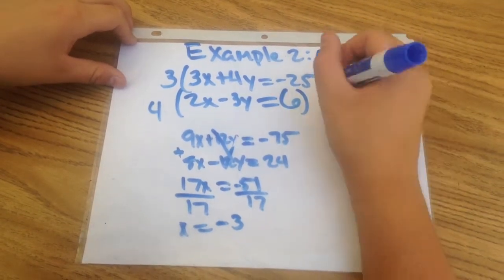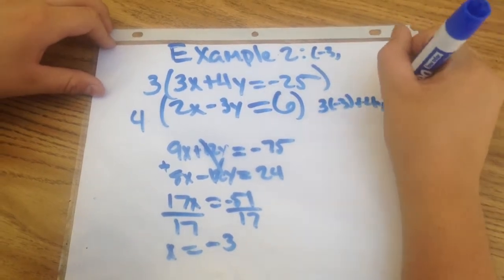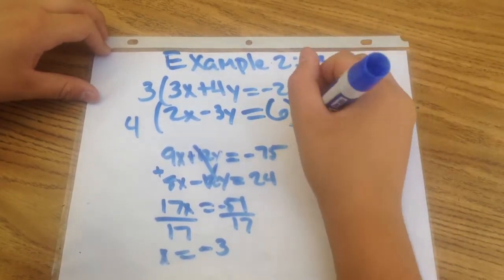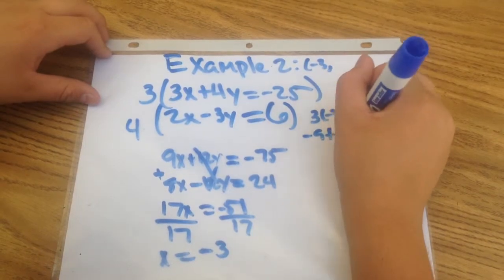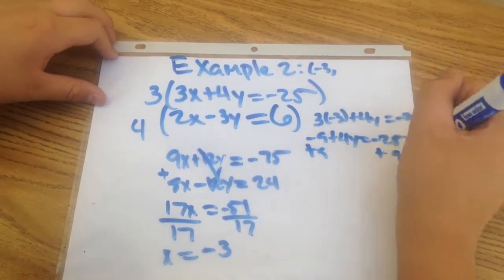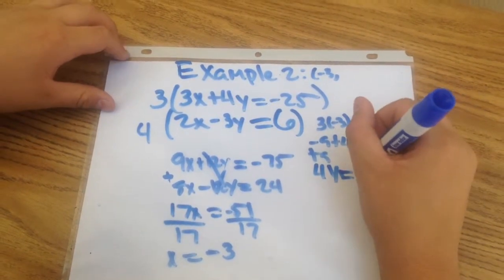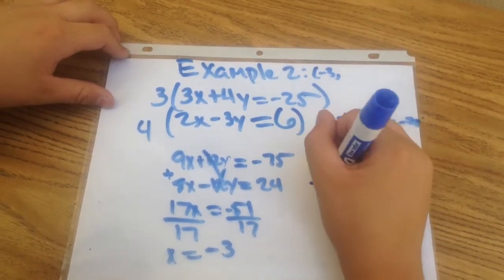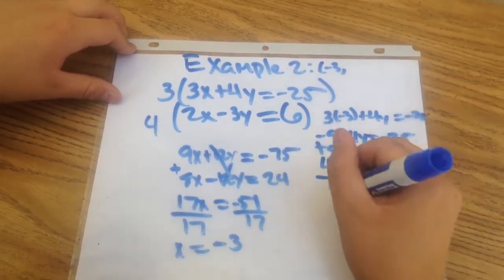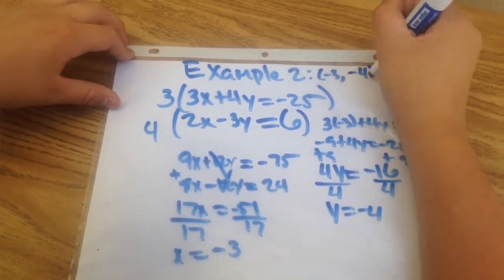Next, you're going to input -3 into one of the equations, so 3 times -3 plus 4y equals -25. -9 plus 4y equals -25. Add 9 to both sides. 4y equals -16. Now divide it by 4. y equals -4. So your ordered pair is -3, -4.